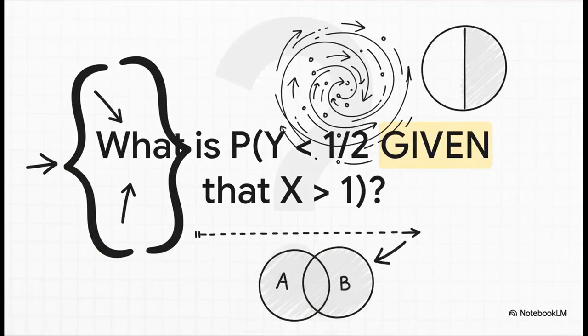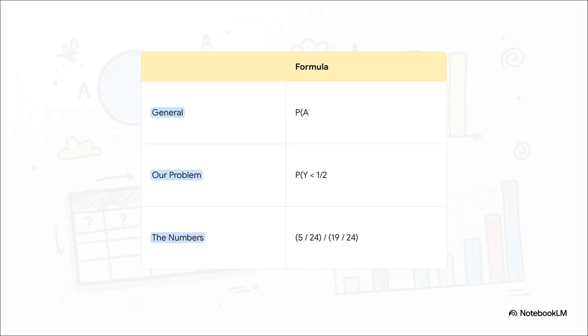And here it is, the final and trickiest job. What is the probability that y is less than 1/2, given we already know that x is greater than 1? This is what's known as a conditional probability. And this is where our whole toolkit just comes together so beautifully. The formula here says the probability of A happening given B already happened is just the probability of both happening divided by the probability of just B happening. For us, A is y less than 1/2 and B is x greater than 1.